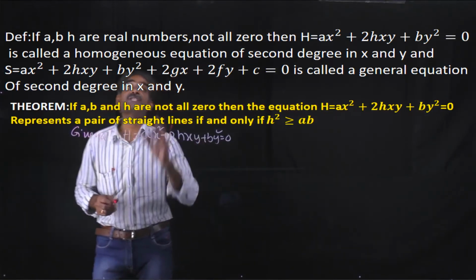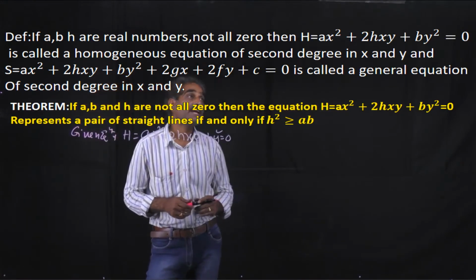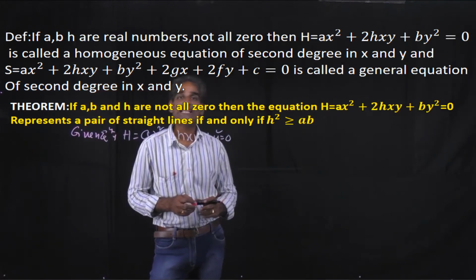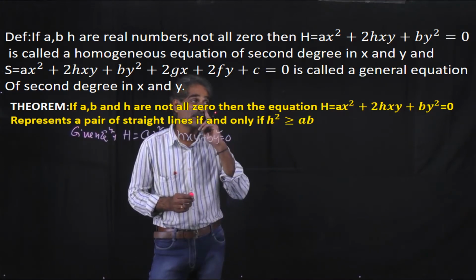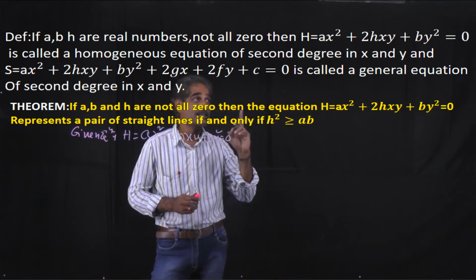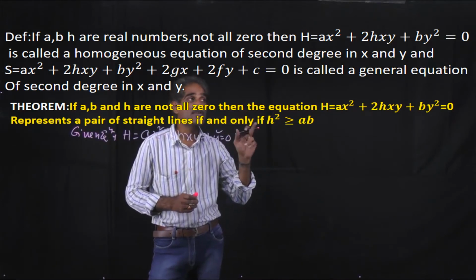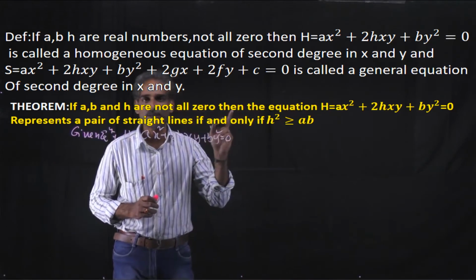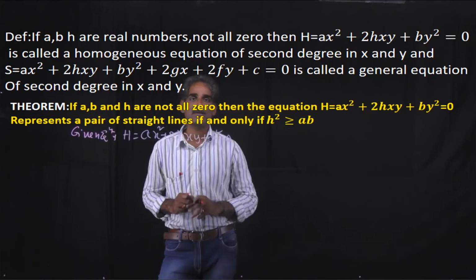If a, b, h are real numbers, not all zeros, then ax square plus 2hxy plus by square equal to 0 is called a homogeneous second degree equation. Just observe the three terms. In the first term x square, in the second term x and y, x power 1 and y power 1, and in the third term y square is there. So the degree is the same, degree 2 for every term, three terms. That is called a homogeneous second degree equation.